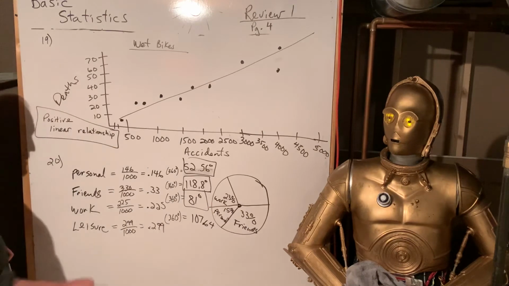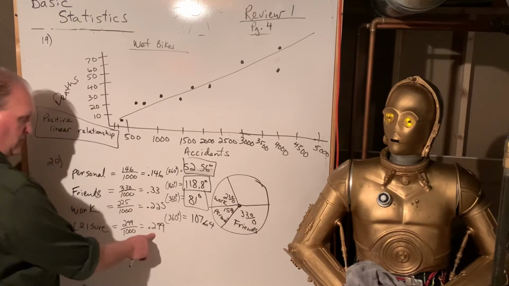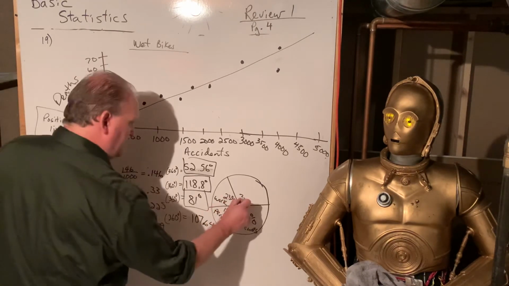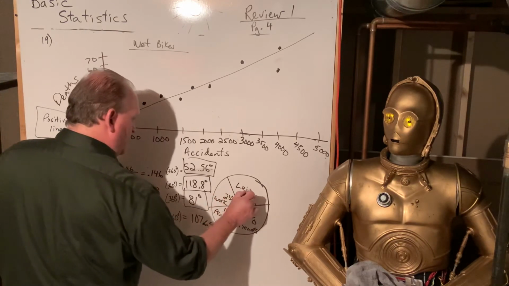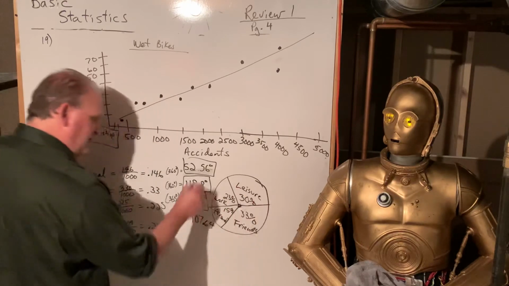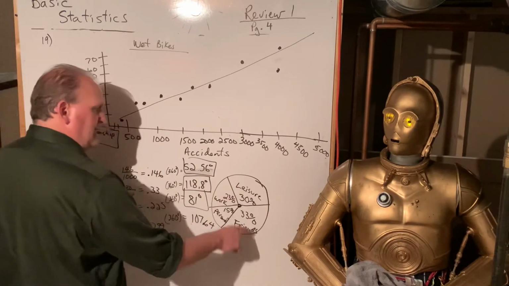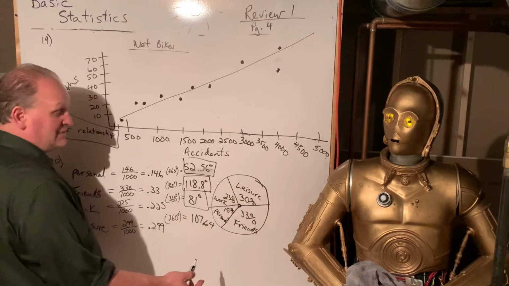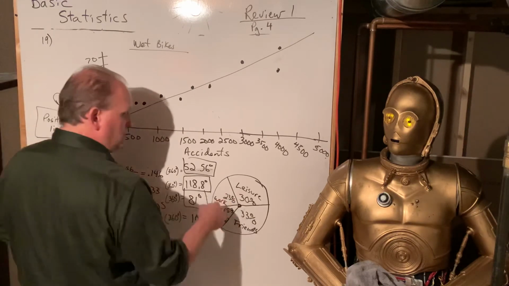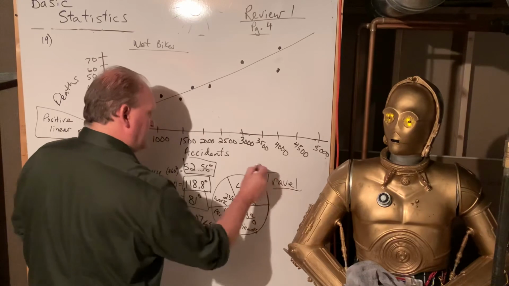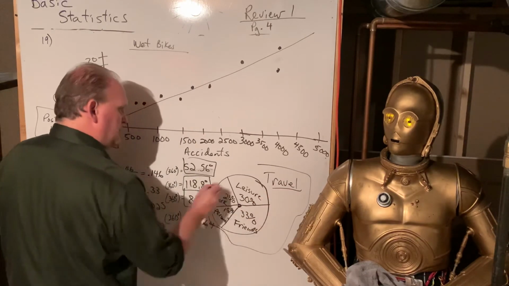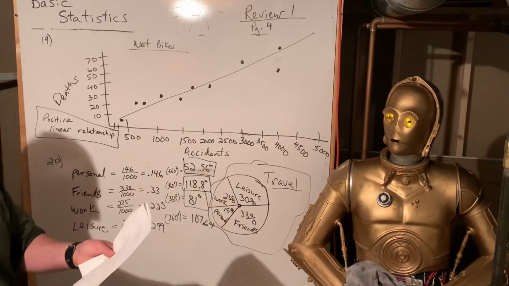And then 30% is left for leisure. And so we labeled each one, the percents that they get, and what each one is: personal, friends, leisure, and work. And then this is travel, is the title. And so there's our pie chart. Okay.